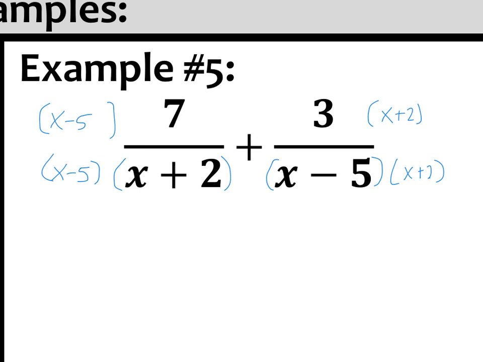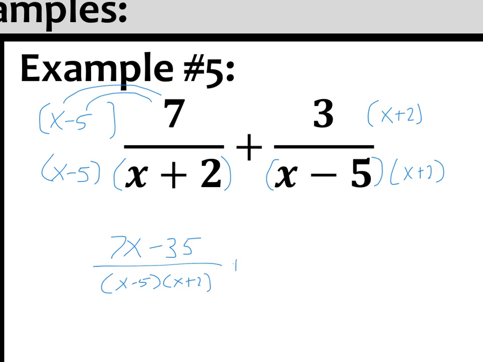So I've set each up where I'm multiplying by the other's denominator, and I'm going to go ahead and distribute. So x times 7 is 7x. Negative 5 times 7 is minus 35. Not minus 5, minus 35. Over x minus 5, x plus 2. So I'm not going to distribute that. Plus 3 times x, 3x. 3 times 2 is 6. And again, I'm not going to distribute the denominator, x minus 5, x plus 2.